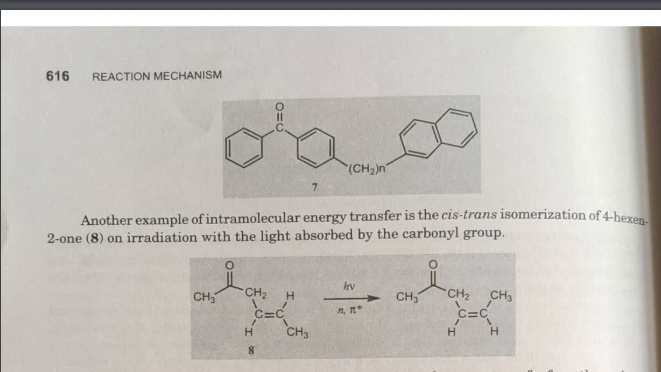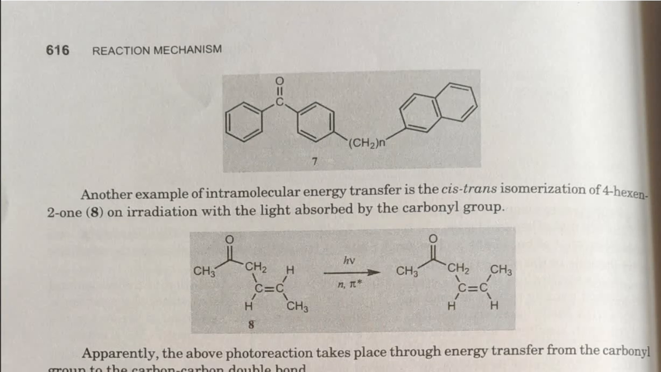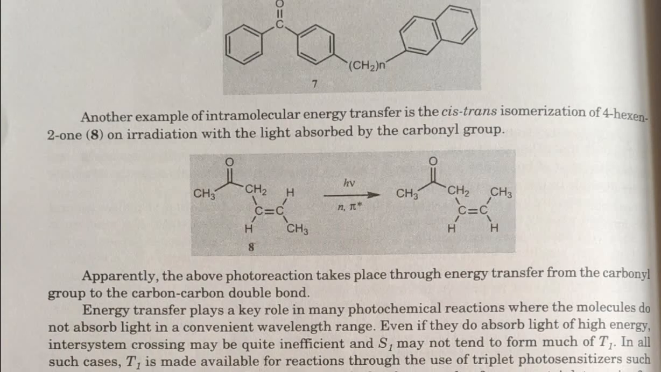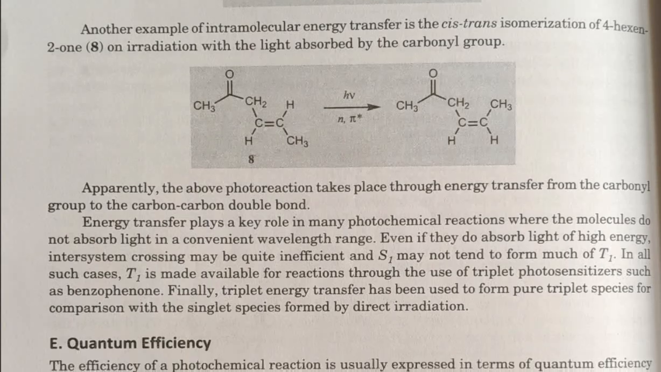benzophenone is there and reactions occur. You can see in example 8 there is a CO group, there is a double bond. Here the reaction occurs in the presence of light, pi to pi star transitions, and what will happen here, you can see this trans converted into cis.